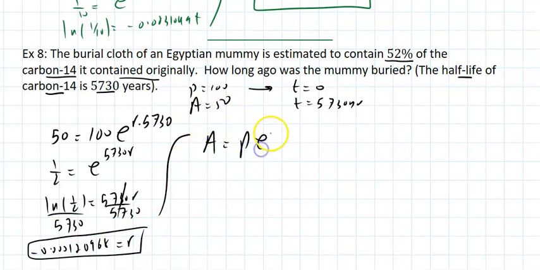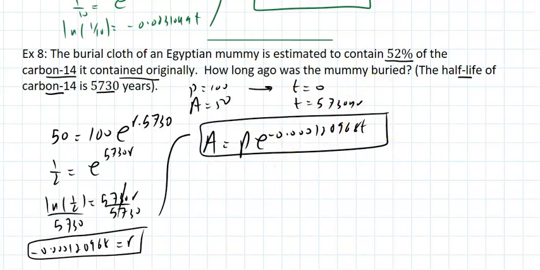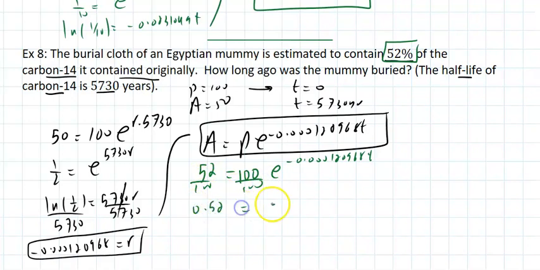So A equals P e to the negative 0.000120968 t. That will find me anything that I need. And now they say it contains 52%. If I started with 100, that's why I like 100, then 52 remains. Isolate the exponential by itself, and you get 0.52 equals e to the negative 0.000120968 t. Transform to log form.